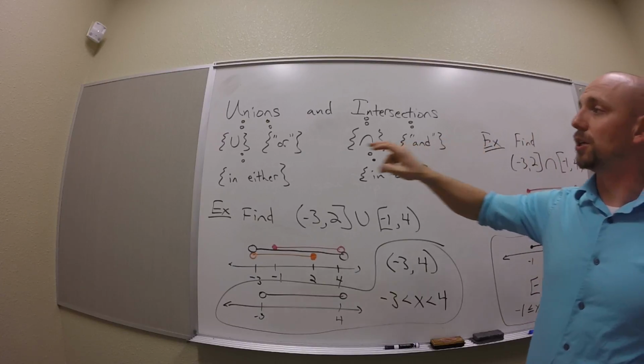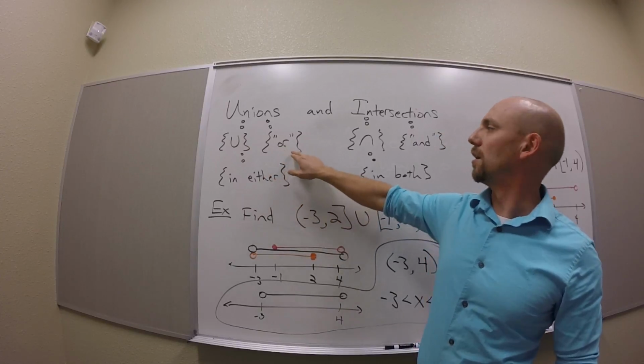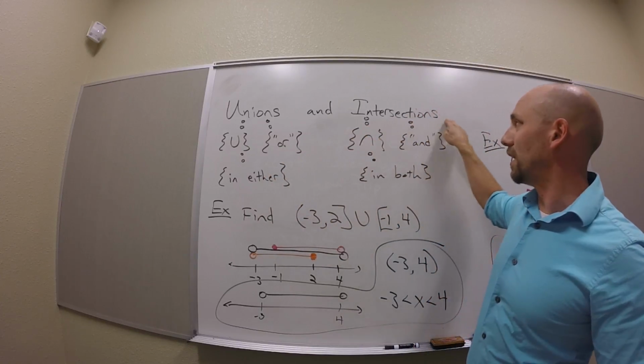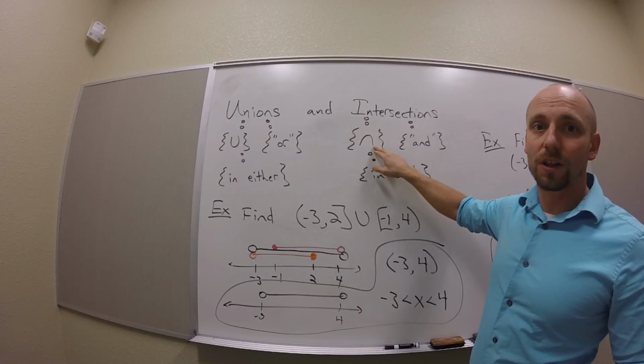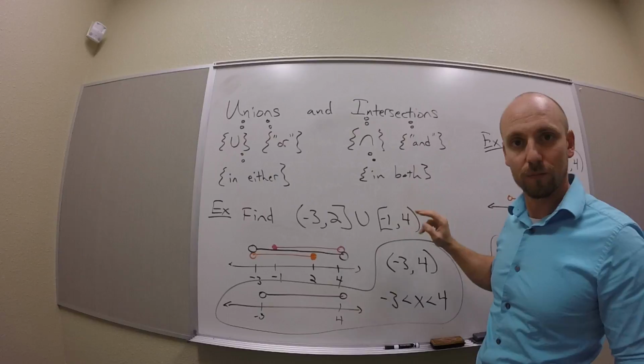So what I need you to remember is unions, the U thing, those are the kind of in either, and I might say that as or. Intersections are this kind of cap thing. I say that as and, and that means it's got to be in both. Cool?